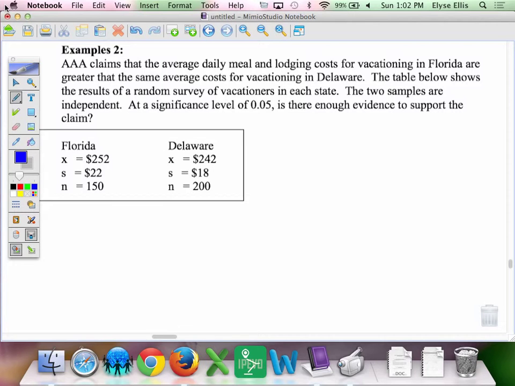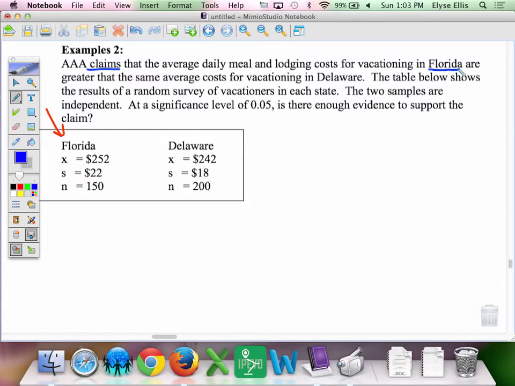Second example, AAA claims that the average daily meal and lodging costs for vacation in Florida are greater than the same cost for vacationing in Delaware. I don't know why they chose those two states. The table below shows the results of a random survey of vacationers in each state. Again, you've got your box right below with all your info. The two samples are independent, so we've got our criteria met at a significance level of 0.05. Do we have enough evidence for our claim?